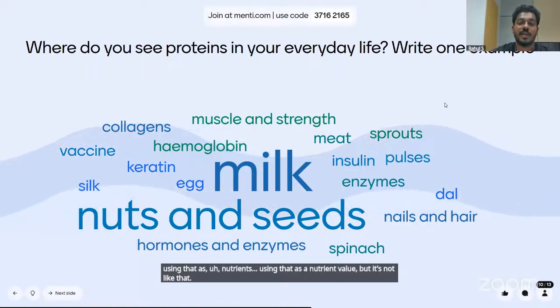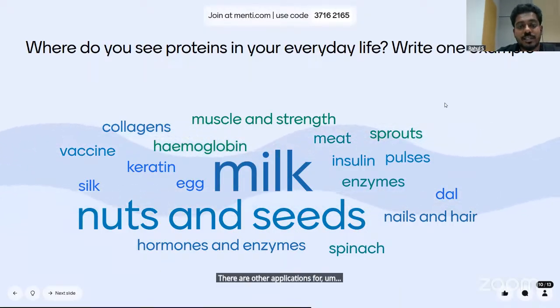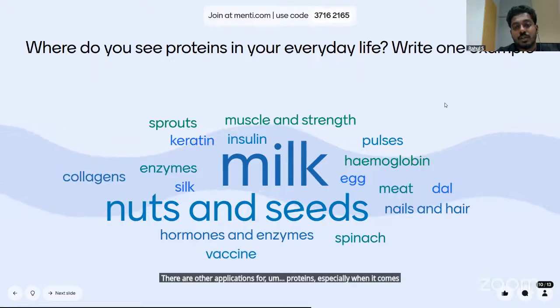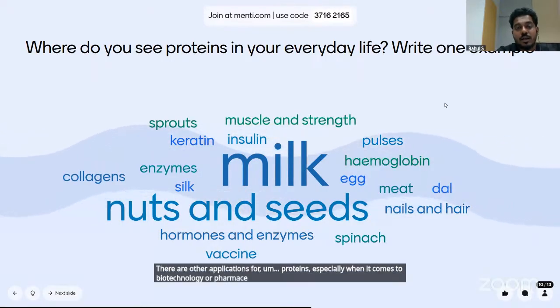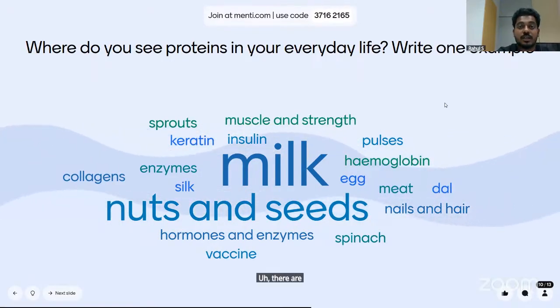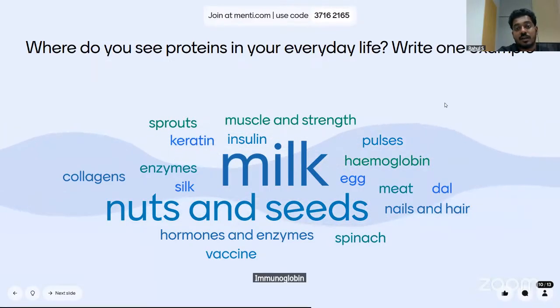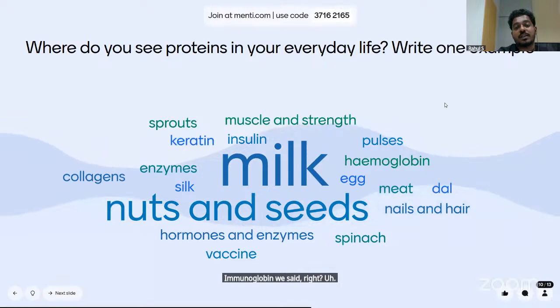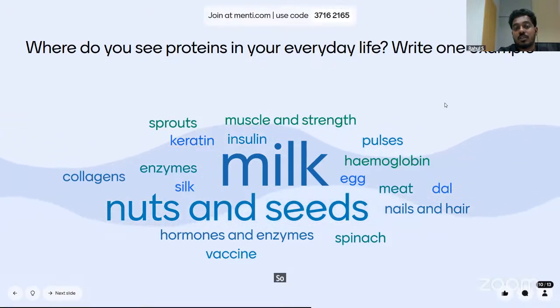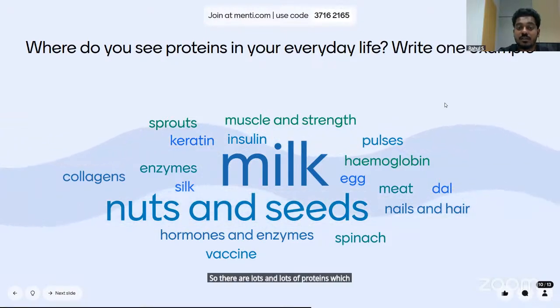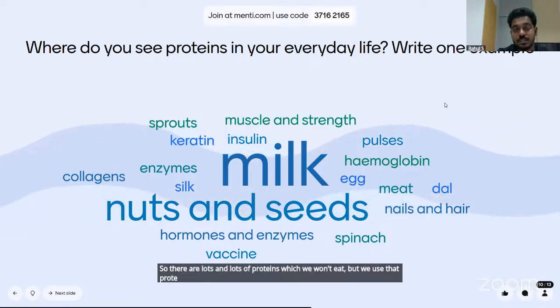There are other applications for proteins, especially when it comes to biotechnology or pharmaceuticals. Proteins are being used as many drugs. Immunoglobulin, we said, right? MABs, those are proteins, right? So there are lots and lots of proteins which we won't eat, but we use that protein for some other purposes. Think in that way.